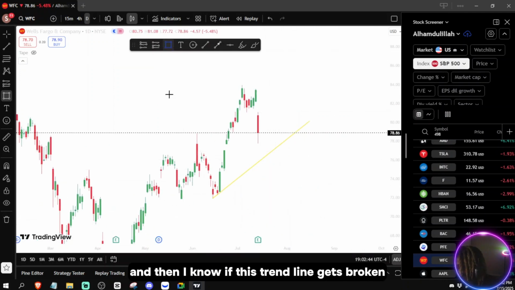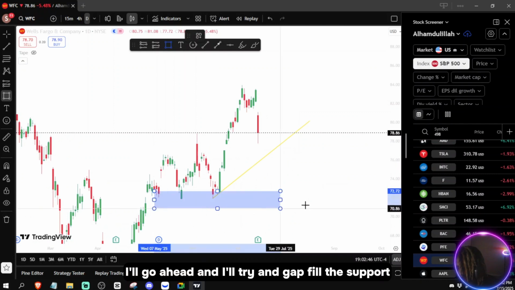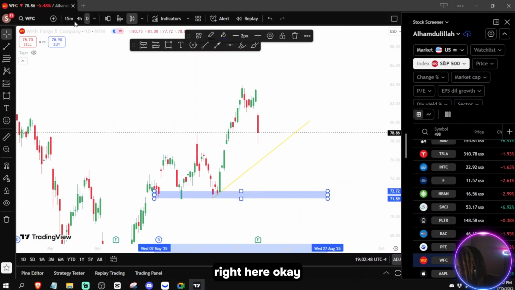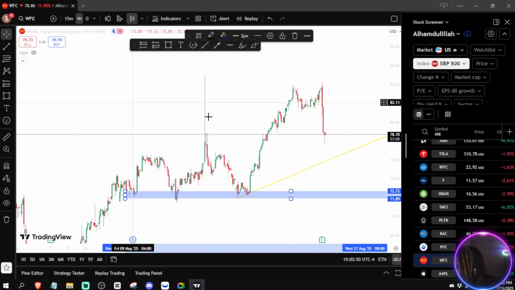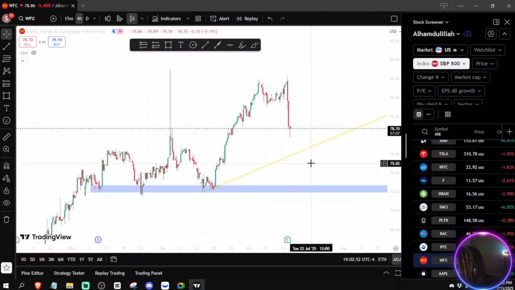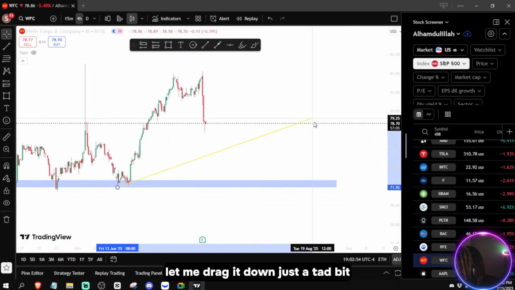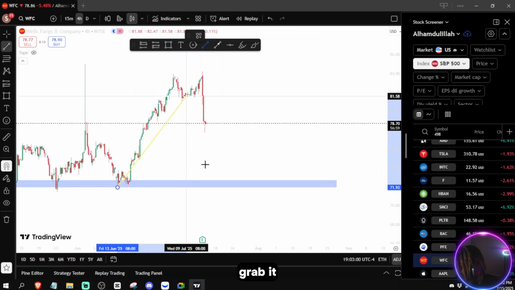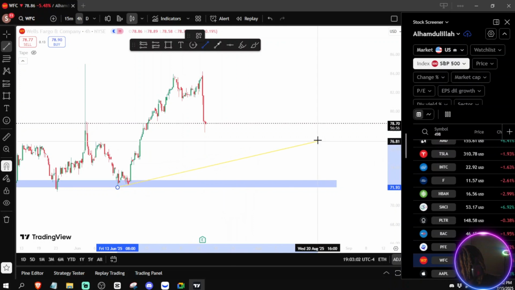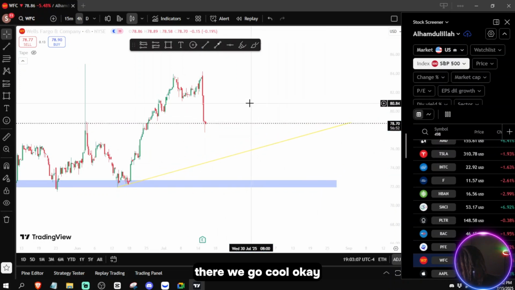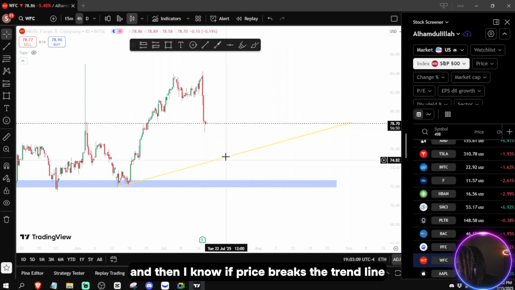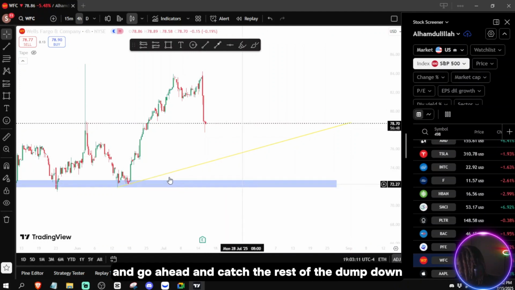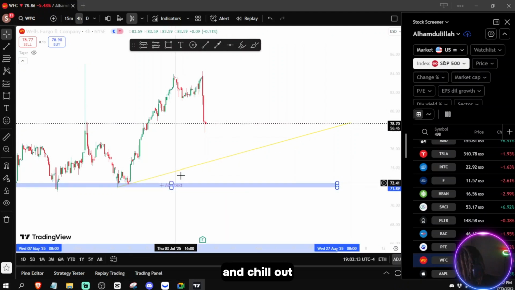And then I know if this trend line gets broken, inshallah, I'll go ahead and try and gap fill the support right here. Okay. Let me drag it down just a tad bit. Grab it. There we go. Cool. And then I know if price breaks the trend line, definitely bearish, and go ahead and catch the rest of the dump down, inshallah.